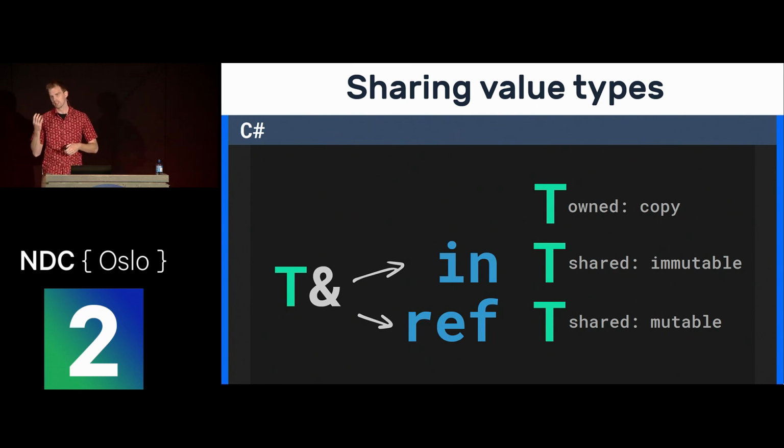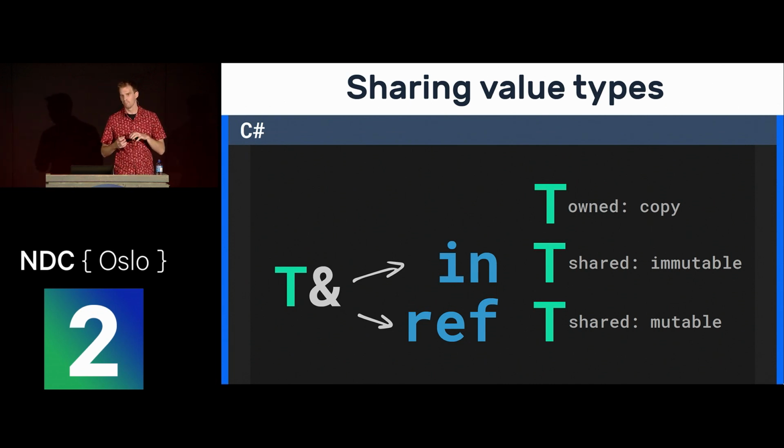So while C# doesn't expose them directly, it has a bunch of features that use them. Ref parameters are like a shared mutable reference. We have a recent addition in T, which is a shared immutable reference. Ref locals, ref returns, and ref fields, those are all based on managed pointers.